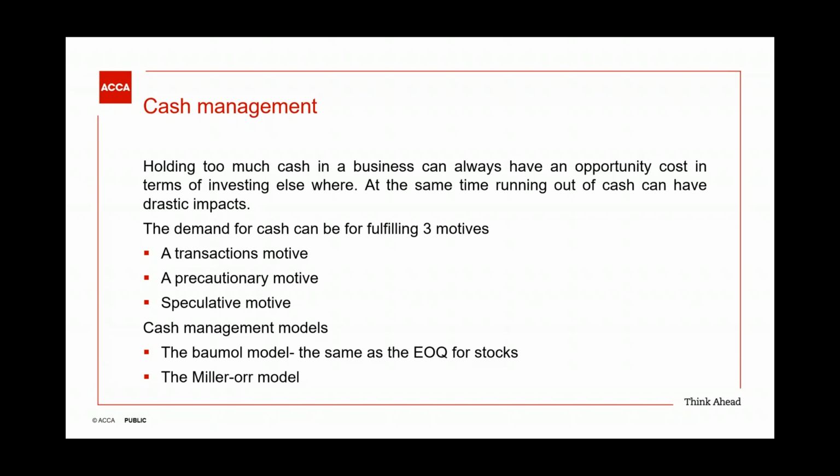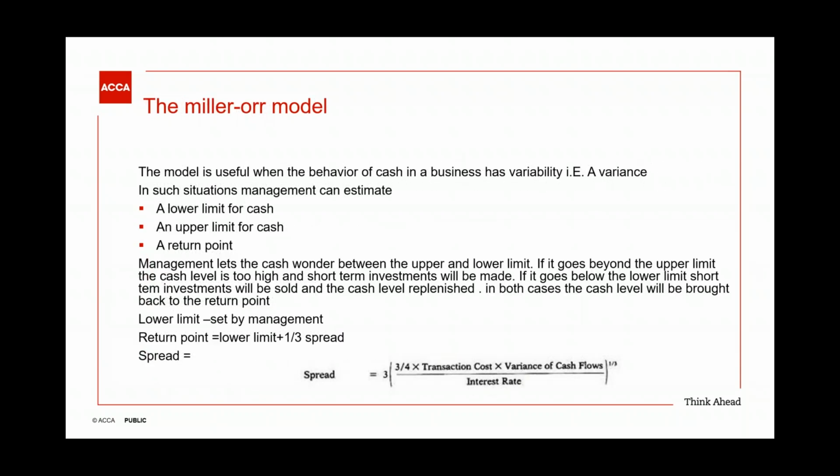When it comes to managing cash, you can have two approaches. One is the Baumol model, which takes the same approach as the EOQ model for stock. Just like the EOQ, we assume that cash disbursements during a period are constant, so the Baumol model works out the optimum cash replenishment at a given point in time. Versus the Miller model, which is more frequently tested in the F9 papers. It looks at what if there is volatility in cash flow, and that looks something like this.